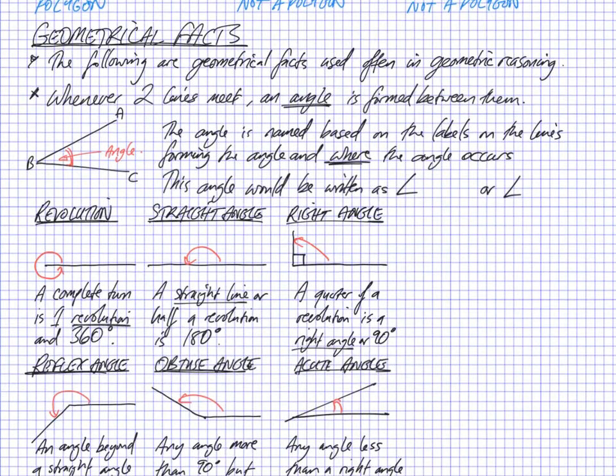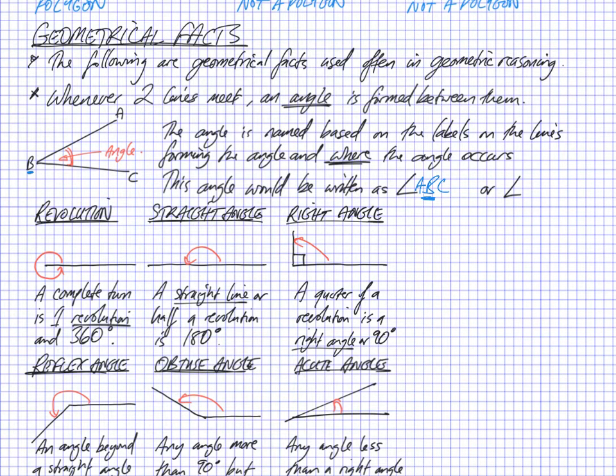So moving on, we've got some geometrical facts or geometrical definitions that you need to know. The following are geometrical facts used in geometric reasoning. So the first idea is an angle. Whenever you've got two lines, so this line AB and this line CB, when they meet, they form an angle between them. Now the angle is named based on the labels of the lines forming the angle and where the angle occurs. So where the angle occurs must be in the middle of the name. So this angle could be written as angle ABC. Why? Because B is where the angle occurs and it's in the middle of that name.